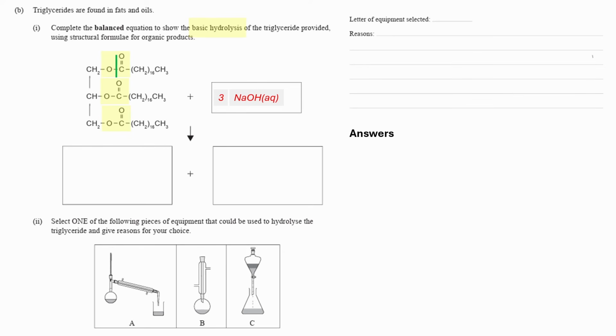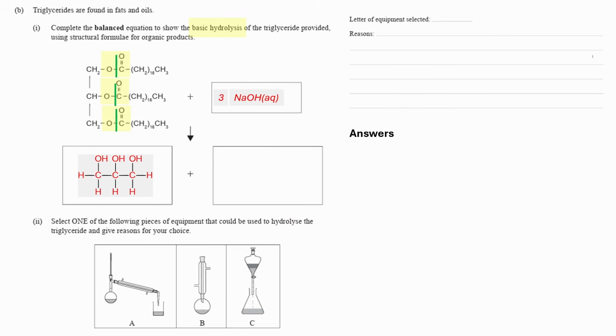So remember, I broke it here, here, and here. So I'm going to end with what's on the left-hand side. This is going to be the alcohol. Each one of these O's is going to grab an H, and this is going to be glycerol, or propane-1,2,3-triol. Okay, and we produce one of these, and then we produce this molecule here.